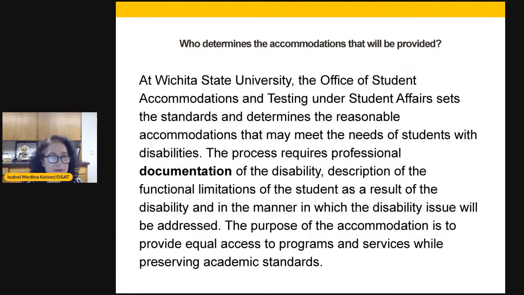First slide, please. So who determines that accommodations will be provided? Again, the Office of Student Accommodations and Testing is under Student Affairs, and we set the standards to determine what is reasonable accommodations that may meet the needs of students with disabilities. Again, we need documentation of the disability. So it could be the IEP, the 504, it could be a letter from your physician, a letter from the counselor. And so basically it just states the functional limitations of the student and what type of possible accommodations would be provided to the student that would, again, provide equal access to programs and services while still preserving academic standards. So next slide, please.